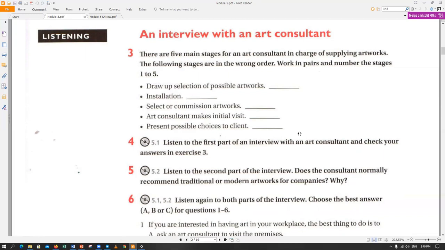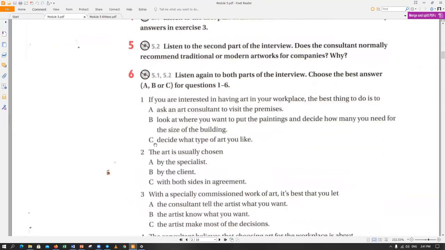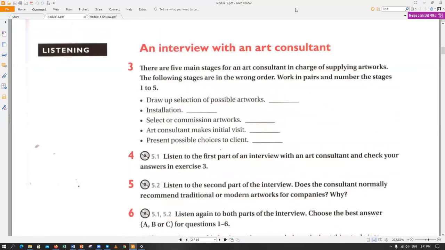And so you need to answer a little bit longer for number five. For exercise 5, I mean. And exercise 6, you need to complete the sentence by choosing A, B, or C. Okay, so let's start listening with me all together.